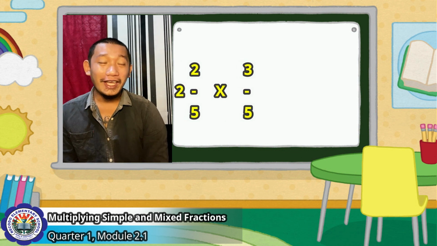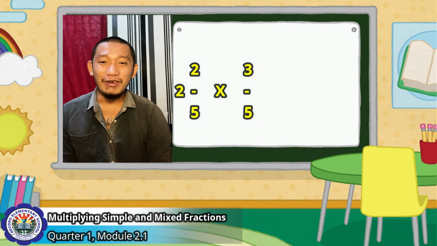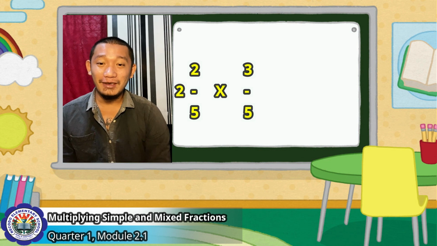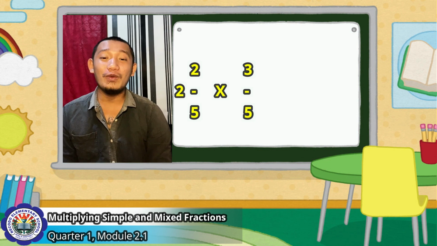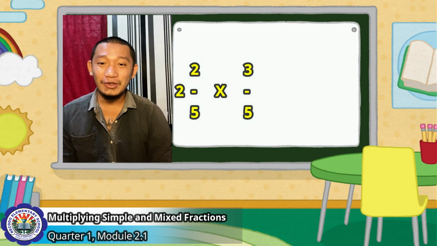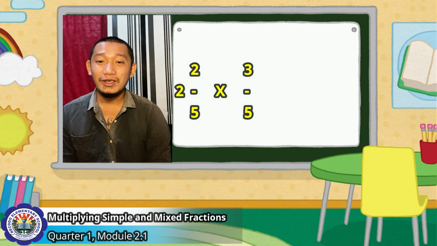This time, I want you to take a closer look at our given example, 2 and 2/5 times 3/5. As you can observe, our given fraction is an example of a mixed fraction. So all we have to do is transform that first into an improper fraction. How are we going to do that? Denominator times whole number, added to our numerator. That will be 5 times 2 plus 2, and that will give us 12.